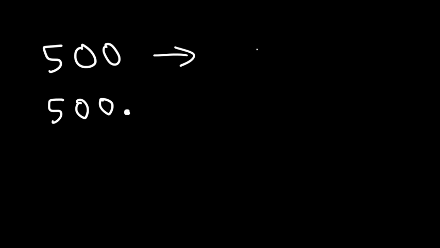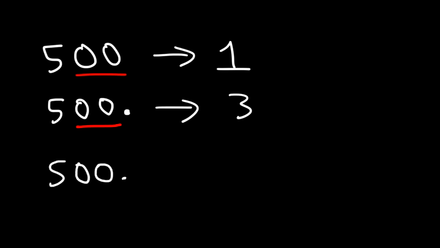Now what about zeros to the right of a non-zero number, like 500? How many significant figures are there in this number? It all depends on whether there's a decimal point or not. If we do not have a decimal point, the zeros to the right, which are called trailing zeros, are not significant. So this would be only one significant figure. In this case, the trailing zeros are significant, so this would be 3 significant figures. Likewise, if we had 500.0, this would be 4 significant figures.